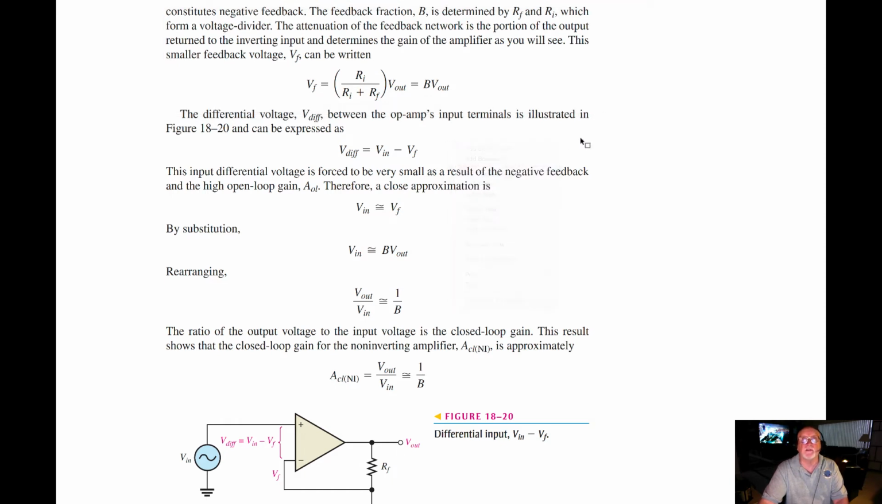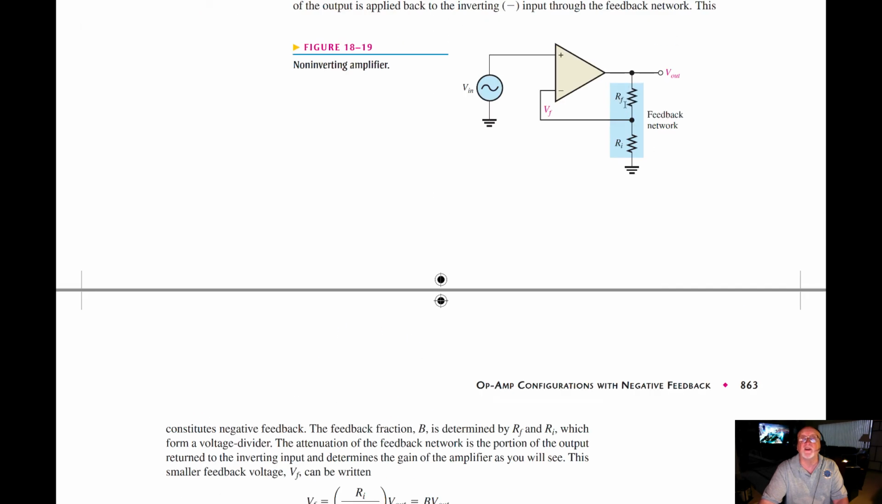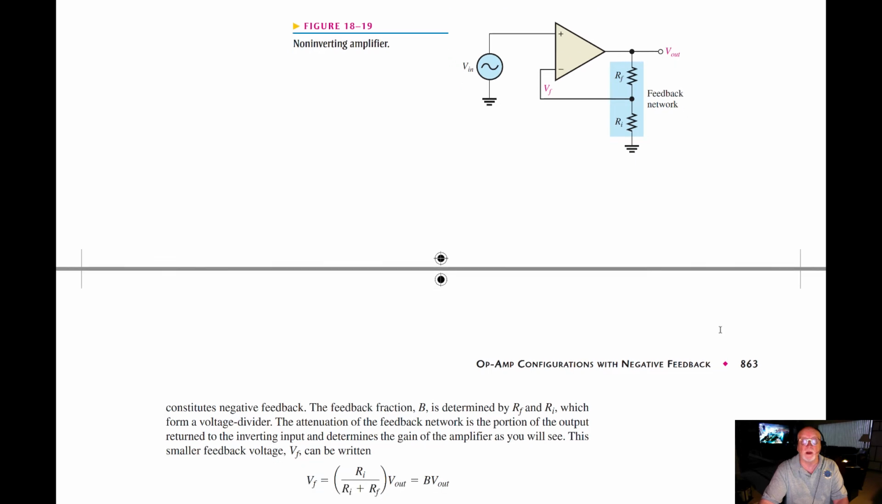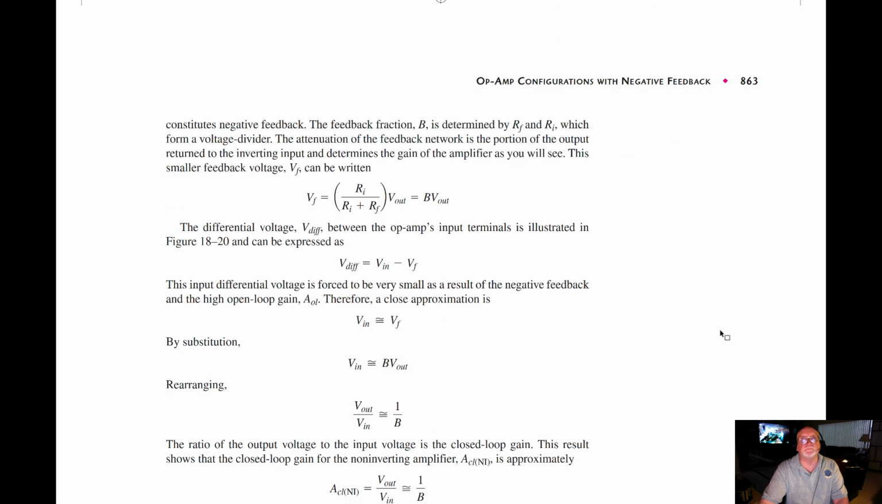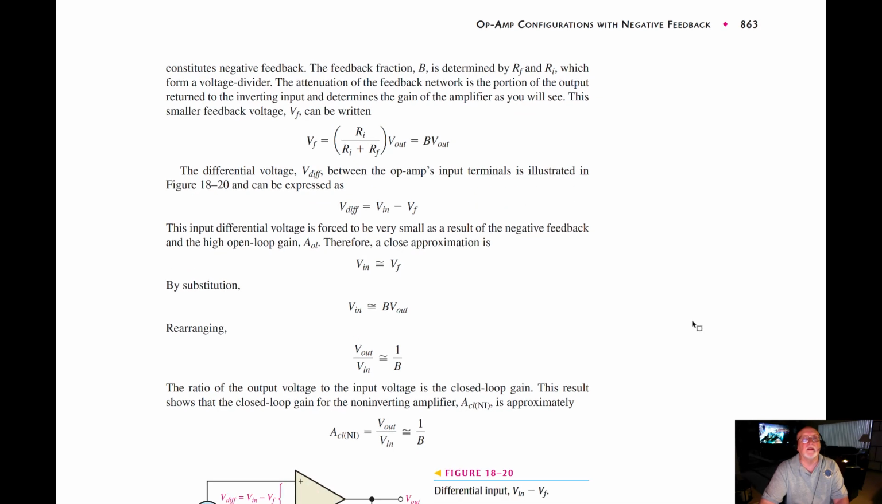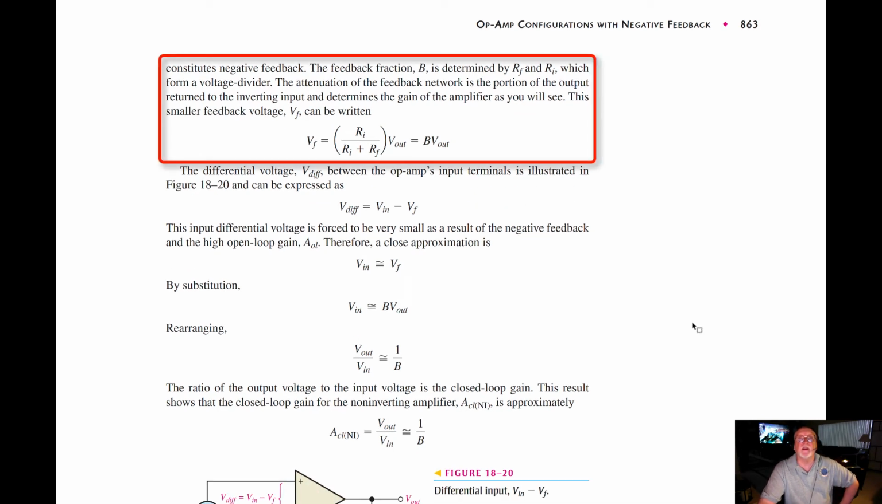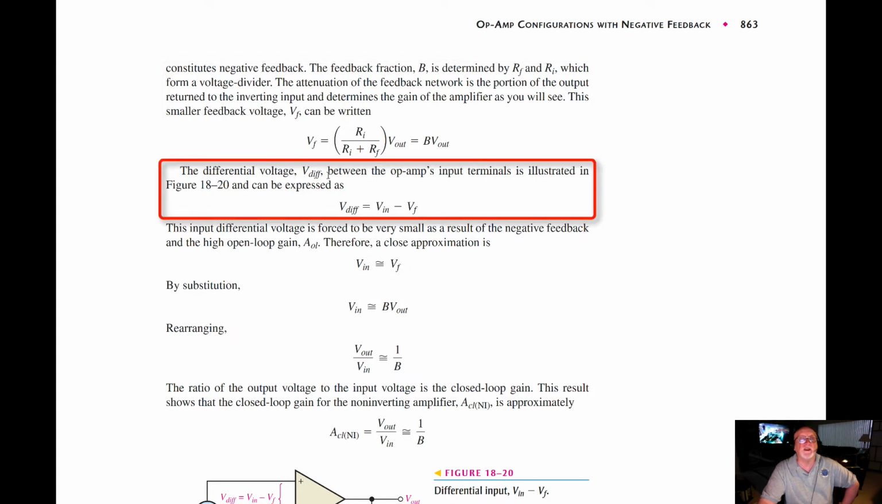We can see that back here. There's our voltage divider, R sub F, R sub I. The attenuation of the feedback network is the portion of the output returned to the inverting input and determines the gain of the amplifier, as you see. This smaller feedback voltage V sub F can be written as, there's your voltage divider, and it equals B times V out.